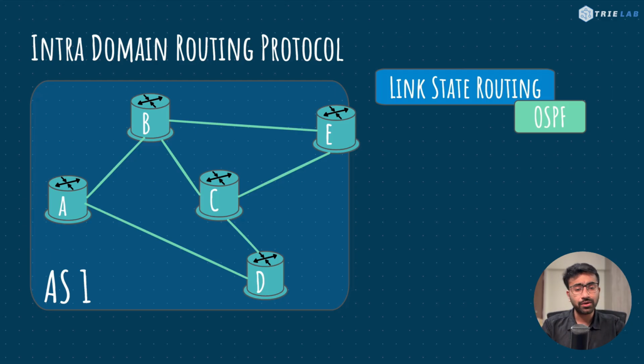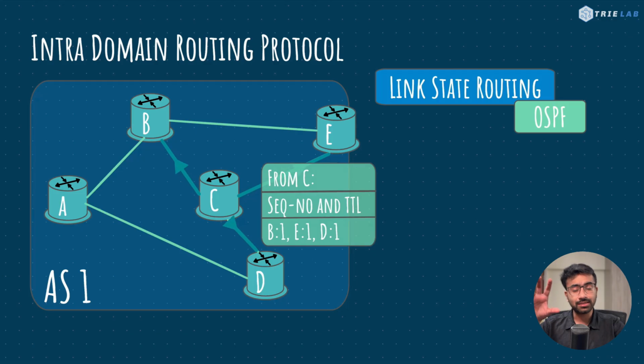For example, router C in this autonomous system will create a packet with its neighborhood information and flood the entire network with this information. So whenever a router receives this packet, it will know that this packet is from router C, and router C is connected to routers B, D, and E with distance as 1. I'm using the number of hops as the distance over here. You may use latency as a distance too.